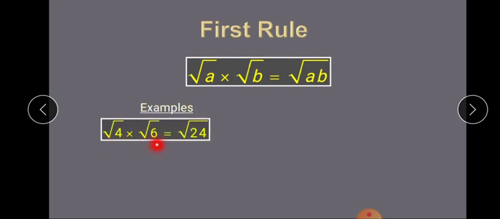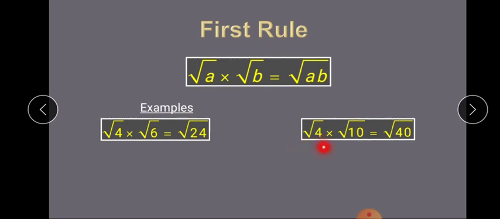Let us see some examples. Root 4 into root 6. We will take a common root and then multiply both the numbers. That means 4 into 6 will give us 24. Root 4 into root 10. Take a common root and multiply 4 and 10. So 4 into 10 is 40.